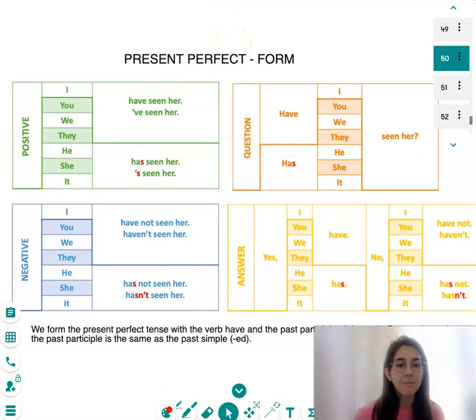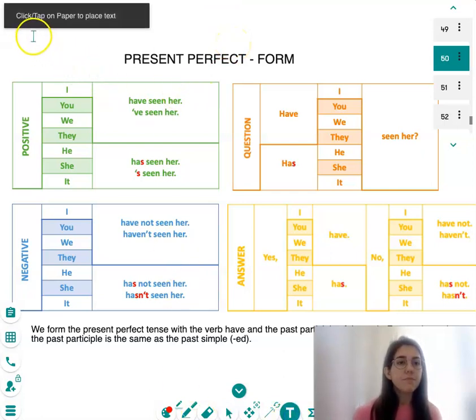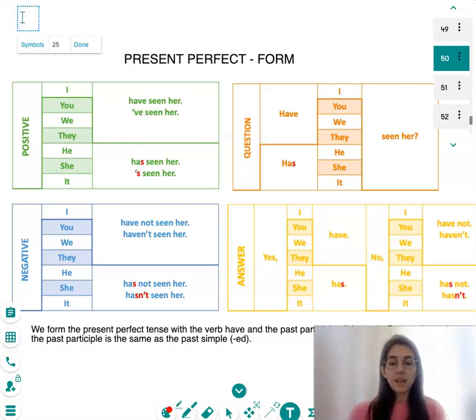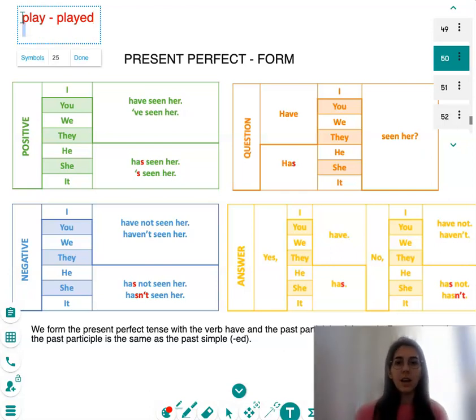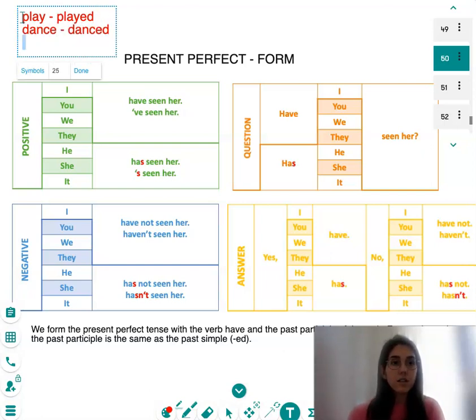For some examples, if we say the verb play, the past simple would be played, and therefore the past participle would also be played. Okay, so I played yesterday, I have played would then be the present perfect. Another example, to dance would then be danced, and look would then be looked. I have looked into this information.